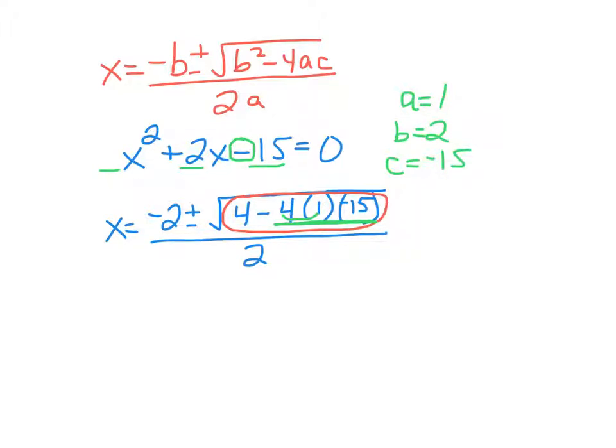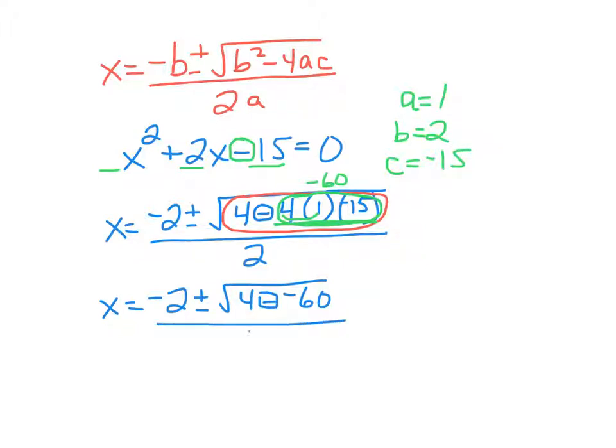So what I have is all of this, what I'm going to circle in green, is equal to negative 60. I'm going to put that up here at the top just for a moment. And now I'm going to rewrite really what I have. So I have x is equal to negative 2 plus or minus the square root of 4 subtract negative 60. Remember, everything in the green was equal to negative 60. I kept the subtraction sign that was here the same. I put the subtraction sign in there again, and it's all over 2.